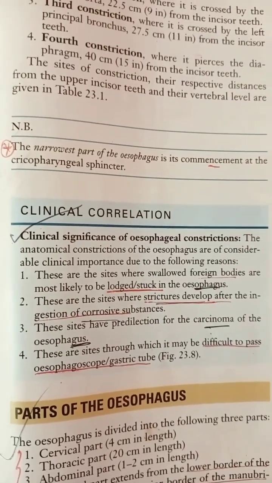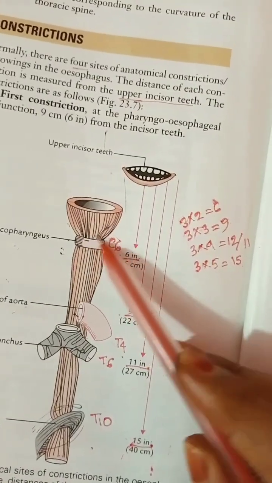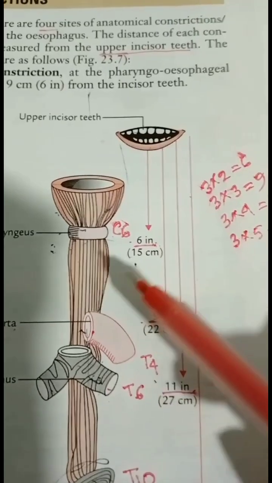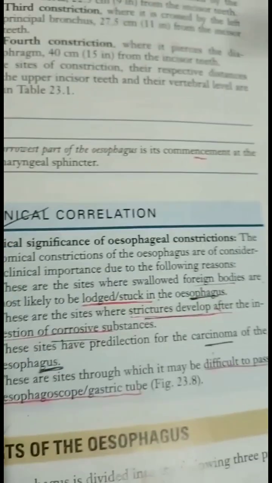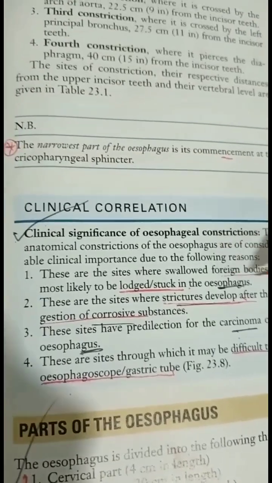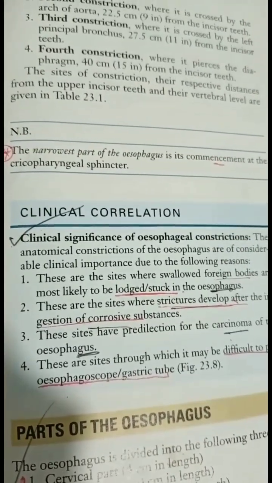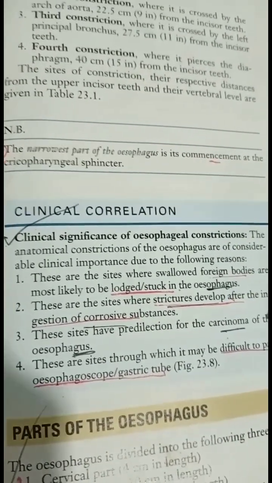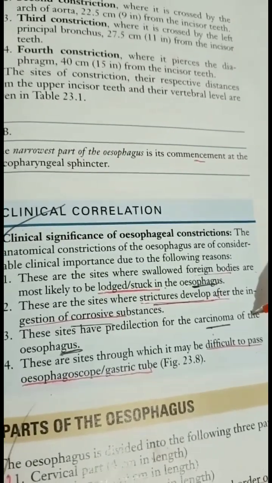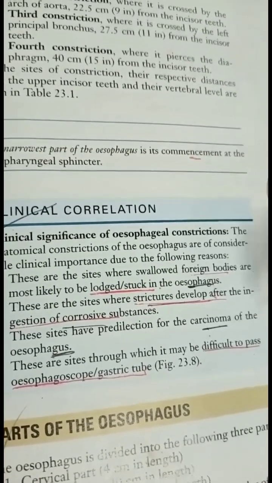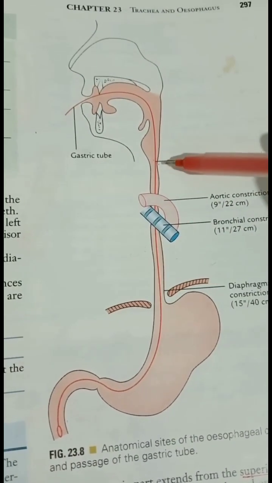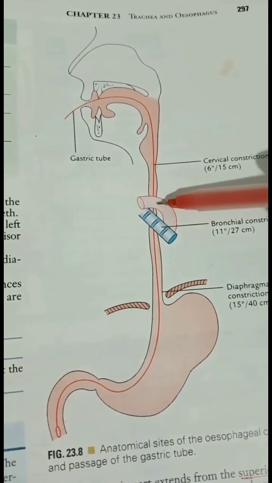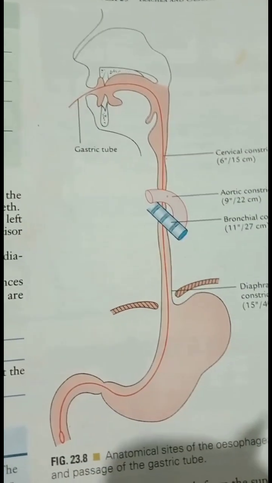I skipped the clinical significance of esophageal constriction. As these are constricted parts, a foreign body may lodge or get stuck here. After taking a corrosive substance, a stricture may develop in this part, and it is a predilection site for carcinoma of the esophagus. And when we introduce a gastric tube, it may be difficult to pass near the site of constriction.